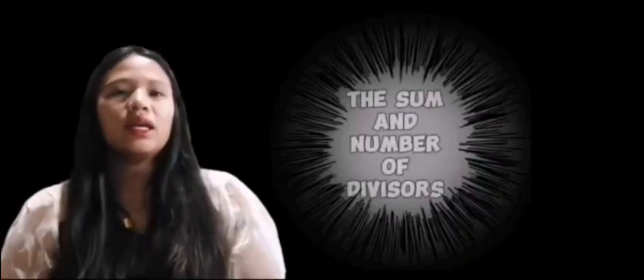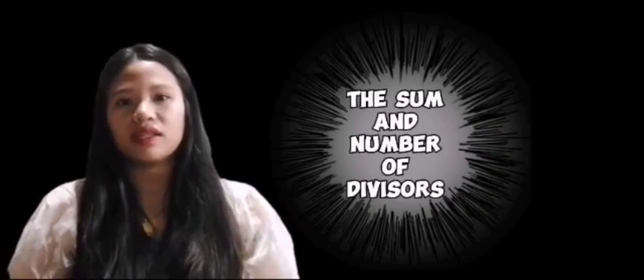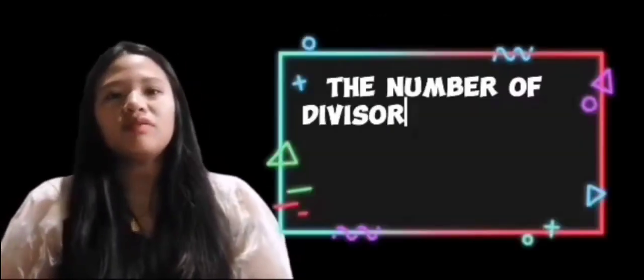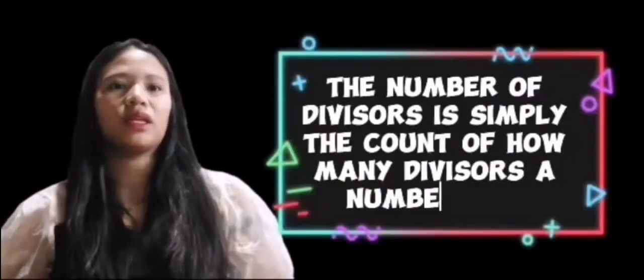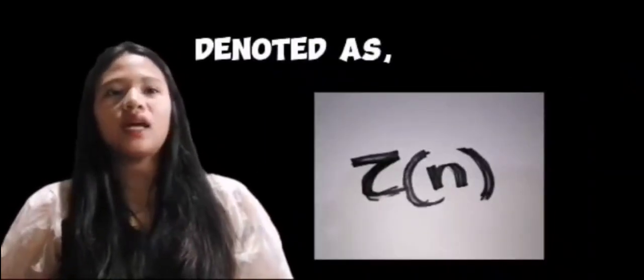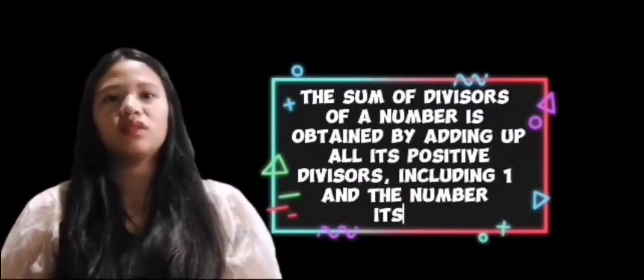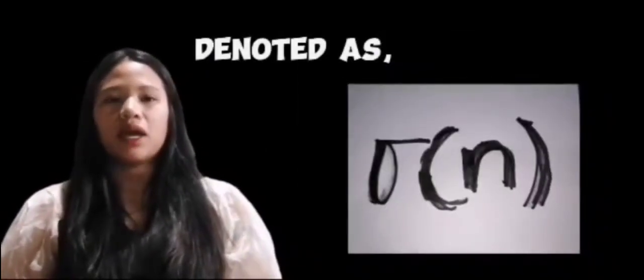Hello everyone! In this video, we are going to discuss the sum and number of divisors. The number of divisors is the count of how many divisors a number has, denoted as tau n, and the sum of divisors of a number is obtained by adding up all the divisors of the number, denoted as sigma n. Now, let's define these two.